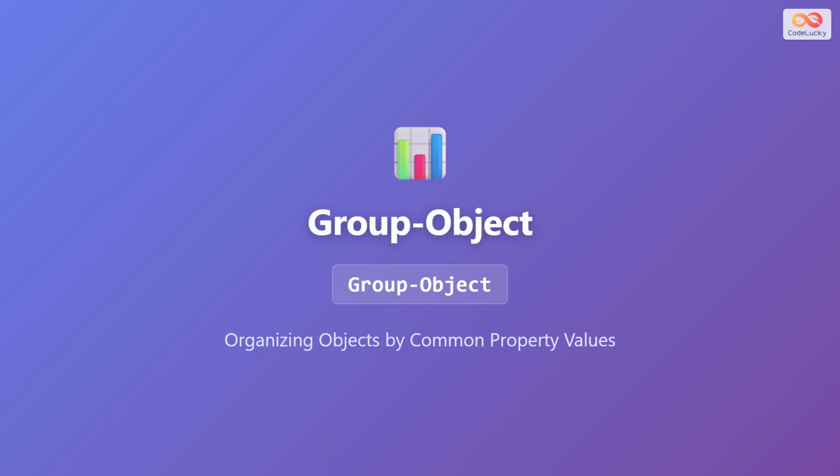Welcome to this lesson on Group-Object, a powerful PowerShell cmdlet used for organizing objects by common property values. Group-Object is an essential tool in the PowerShell pipeline that helps you categorize and analyze data efficiently. Throughout this lesson, you will learn how to use this cmdlet to group collections of objects based on shared characteristics, making it easier to work with large datasets and generate meaningful insights from your PowerShell operations.